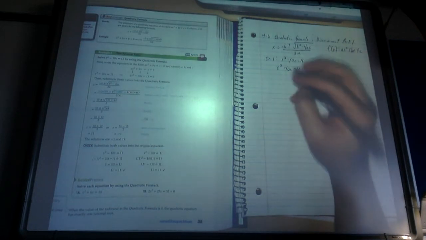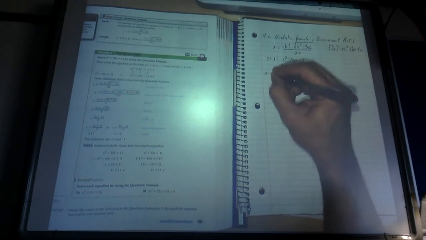Now I'm going to tell you, this isn't going to be the fastest way to solve this one. You could graph it and find the x-intercepts. You could factor and then solve, set your factors equal to 0, and you could solve. So there's other ways to do this, but I'm going to do it with the quadratic formula so I can show you what's going on. All right, so here we go.